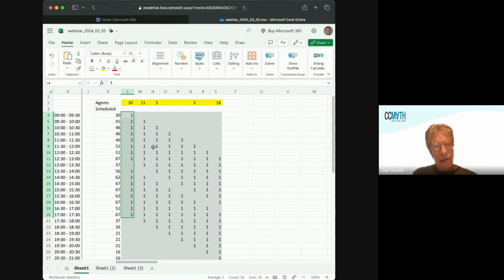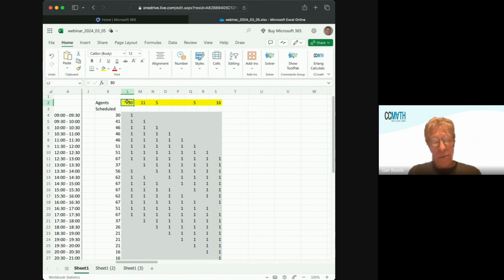So this here, the one I selected, is the shift that starts at 9 o'clock and then it takes 8.5 hours and finishes at 5:30. And then we have all the shifts that fall within the 9 to 9 time frame.